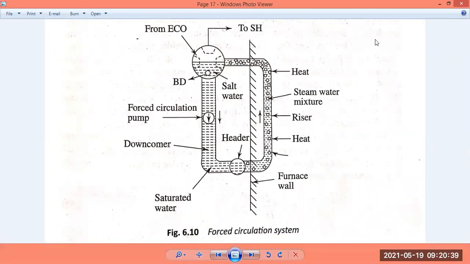Now it is the forced circulation system itself. In the earlier picture it was given as natural circulation, but this picture is given as forced circulation itself.